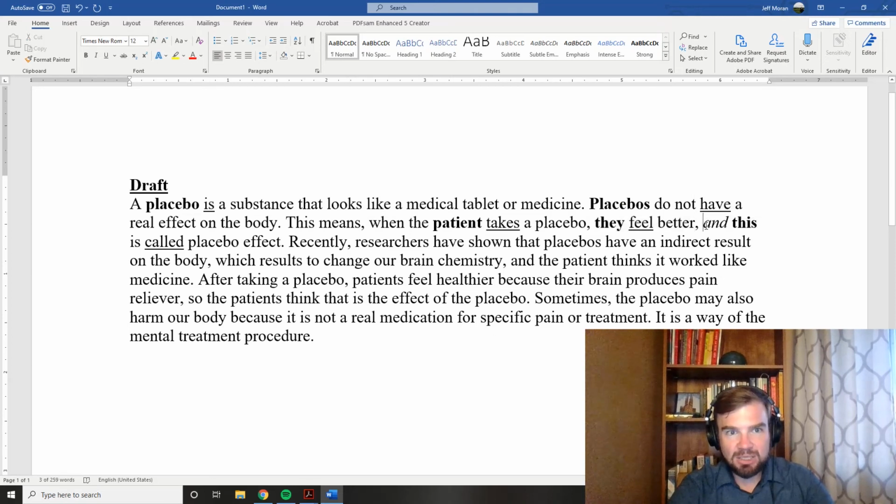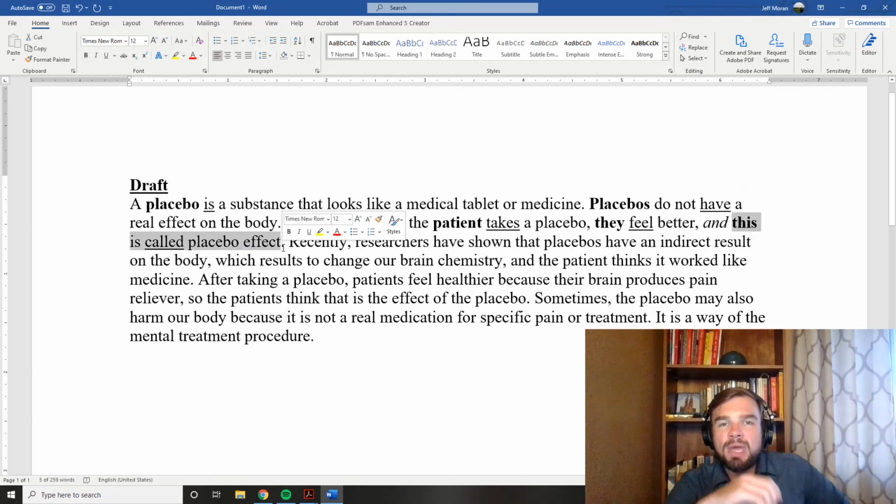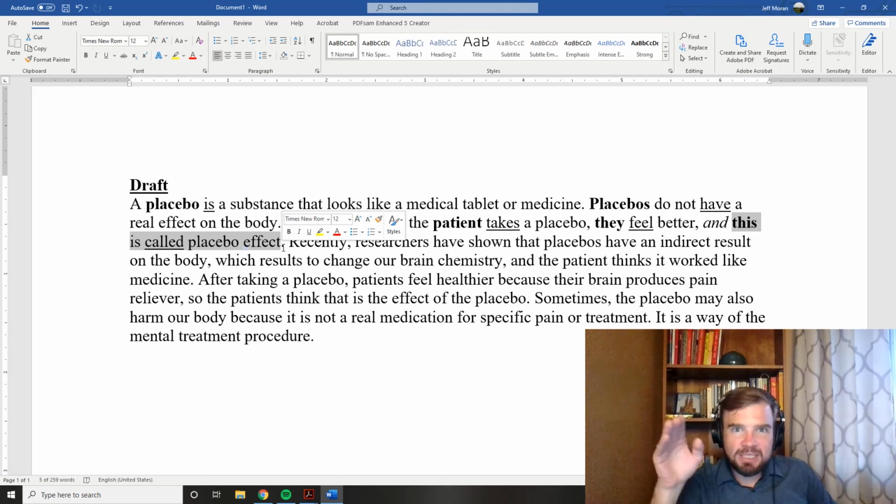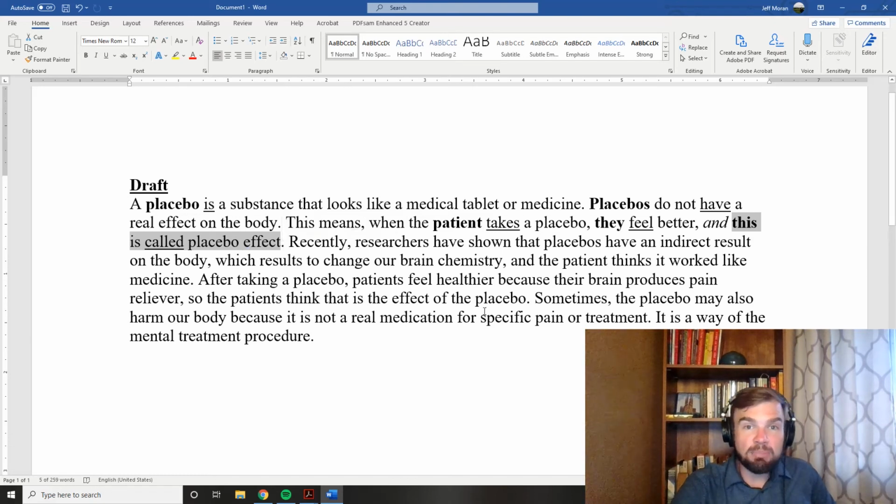And this is called the placebo effect. Independent or dependent? Independent. This is an independent clause, forgive me. This is called the placebo effect, period. That could be its own sentence. This is an independent sentence. So we have a dependent clause, an independent clause, and another independent clause. This is a good example of that complex compound sentence, right?